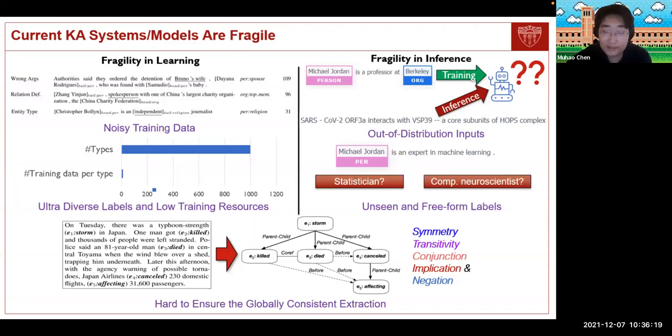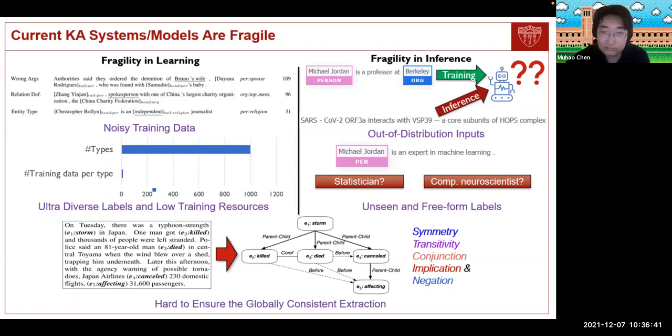And in inference, on the other hand, when we apply a well-trained knowledge acquisition model in application, it's very likely you will see data which is invalid, so that you should expect the model to extract nothing from it. So in that way, the question will be, how do we identify those kinds of out-of-distribution inputs that we haven't seen in training?